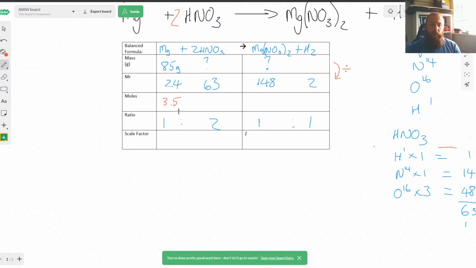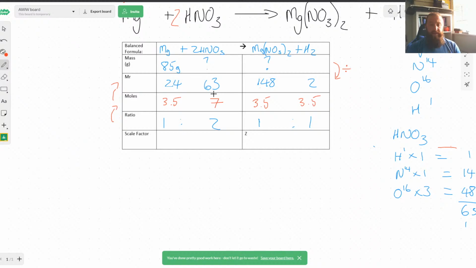Now, we know that 1 molecule of magnesium would react with 2 molecules of this. So therefore, if I've got 3.5 moles here, I'm going to need 7 moles of nitric acid. But this is 1-to-1. I would only need 3.5 moles here. Okay? You don't need to use a scale factor if you don't need to. All I'm saying is if I've got 1 of these and I need 2 of these, so 3.5 moles, 7 moles. Again, let me know if that bit doesn't make sense and I can go through that again. Absolutely fine. All I do now is multiply back up my table.